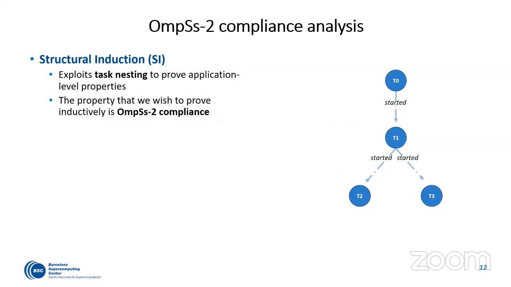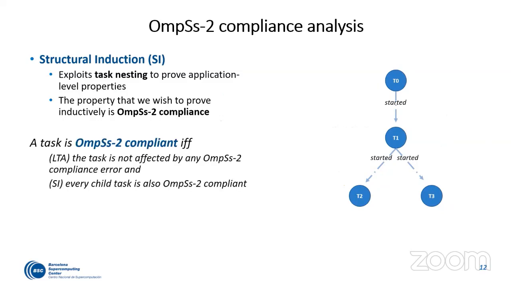Our approach allows extending LTA to the whole application. Remember that in OMS2, everything is a task, and every task can spawn other tasks internally. Since LTA detects compliance at the level of tasks, it is possible to use structural induction to prove the compliance of the task representing the main entry point of the program. More specifically, according to our definition of OMS2 compliance, we can compose the local task analysis carried out on each task to prove the compliance of increasingly bigger regions until we reach the main task. If that task is compliant, then the whole application is.